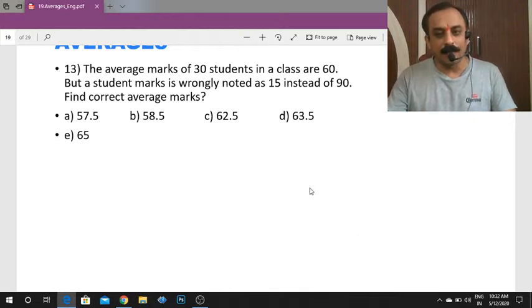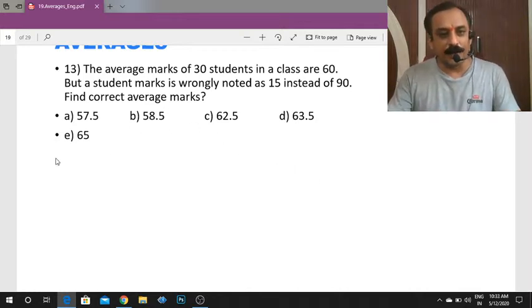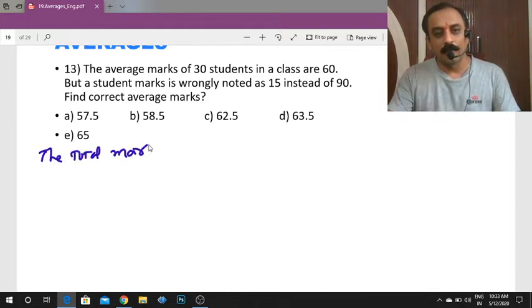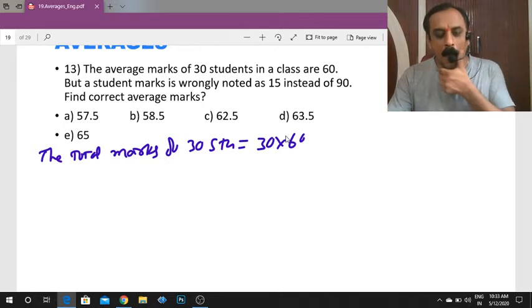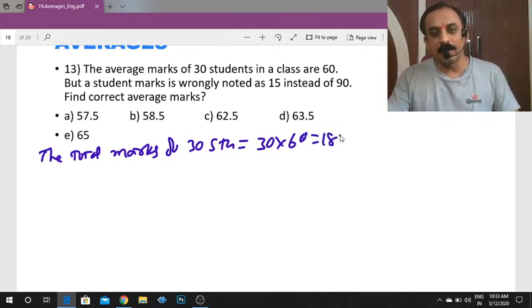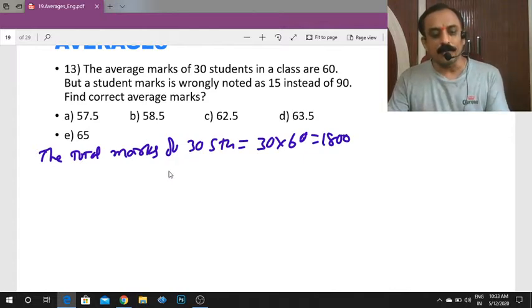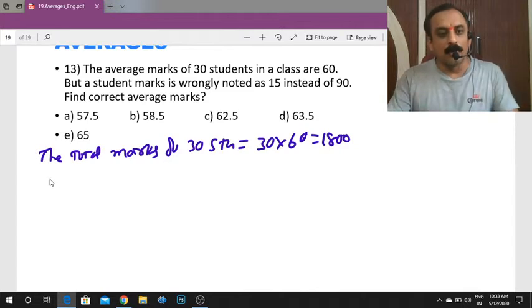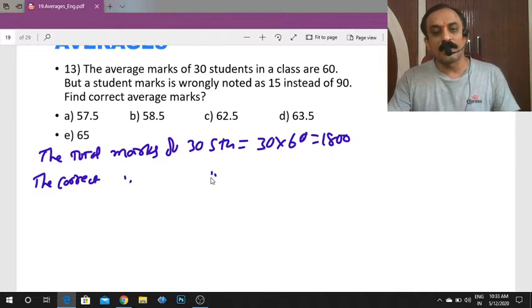First method. The average marks of 30 students is 60. Now, the total marks of 30 students, according to the teacher's calculation, is 30 into 60. Yes, very good, Chandra, your answer is right. 30 into 60 is 1800. But this is not the correct total. Now find the correct total marks of 30 students.